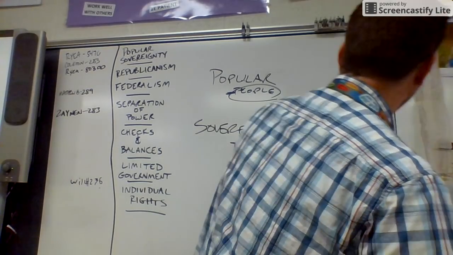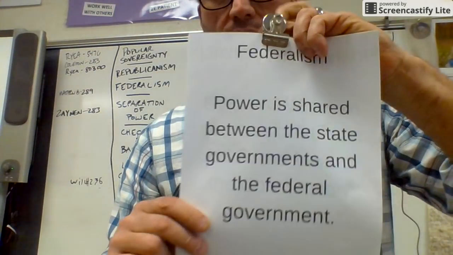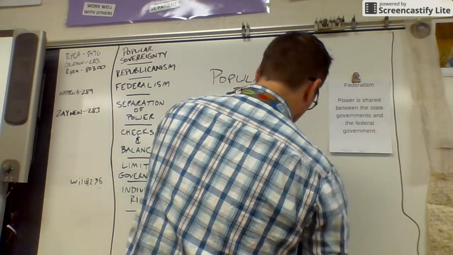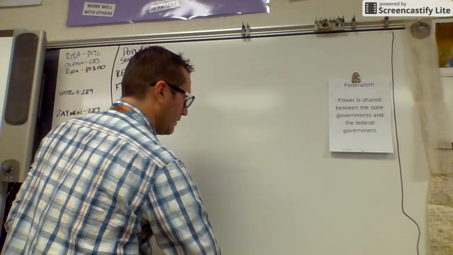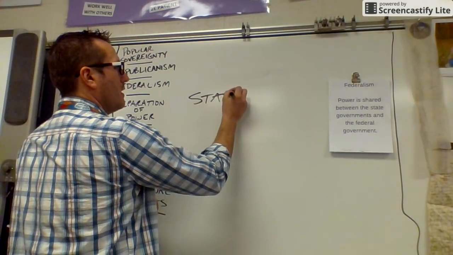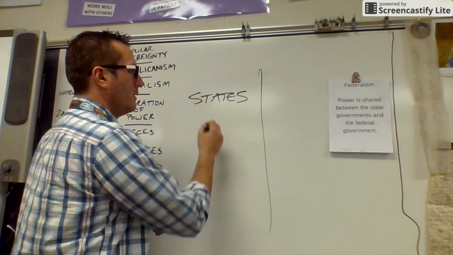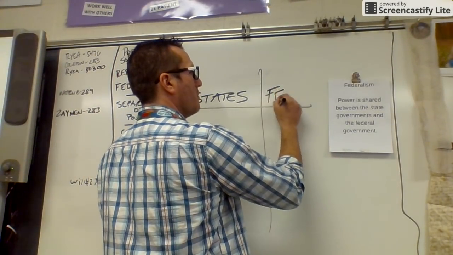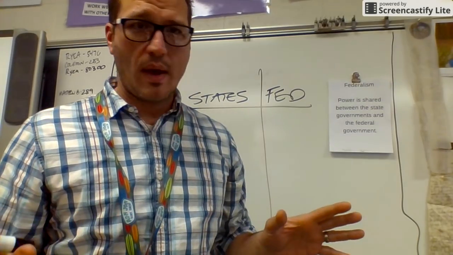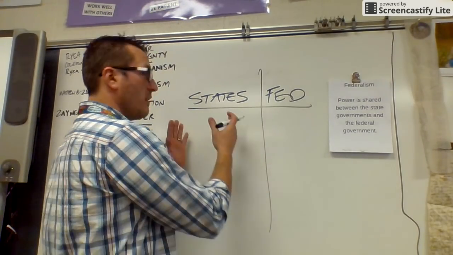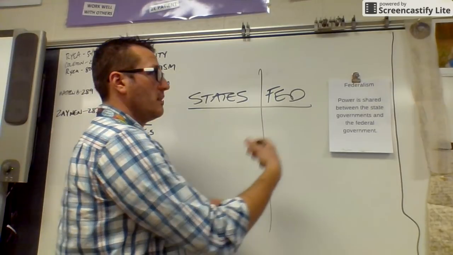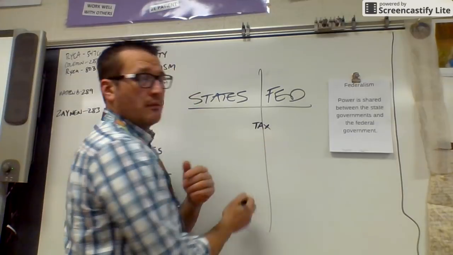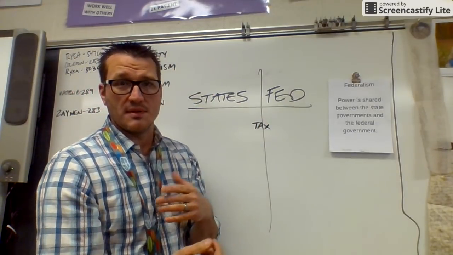Next, federalism. Federalism, this idea that power is shared between the state governments and the federal government. All right, so what's that look like? Well, it basically says that the state governments don't have all the power, and that the federal government doesn't have all the power either. Some of the states have some powers. The federal government has some powers. They actually share some powers, like taxing. The state taxes us. The federal government taxes us too.